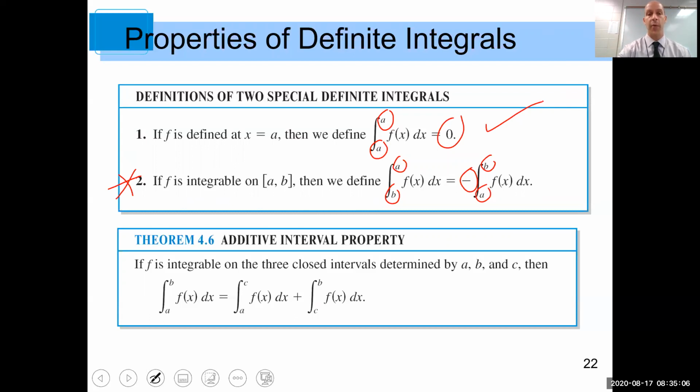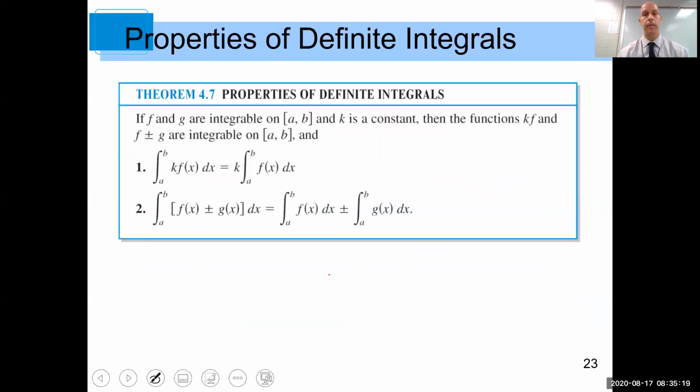Here is the additive property. So if I'm integrating from a to b and it turns out that c is between a and b, well, then I can integrate from a to c first and then from c to b. In other words, you can break it into pieces. Here are a couple more properties. This is the constant multiplier property. In other words, this k can come to the front. And again, the sum and difference rule holds as well.